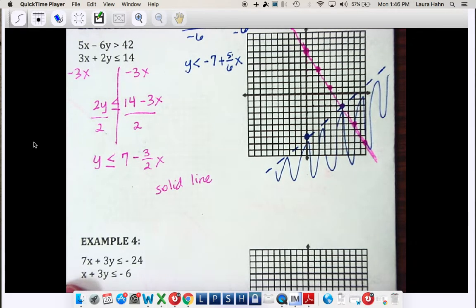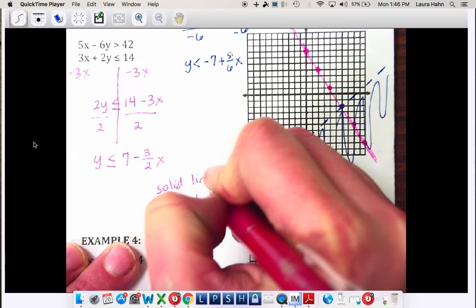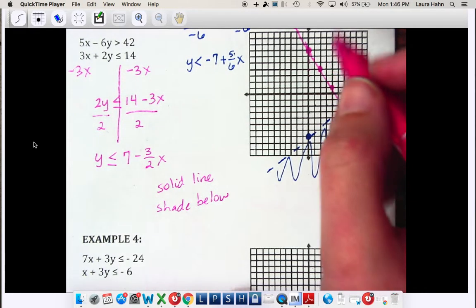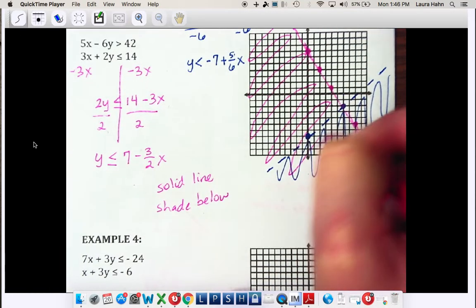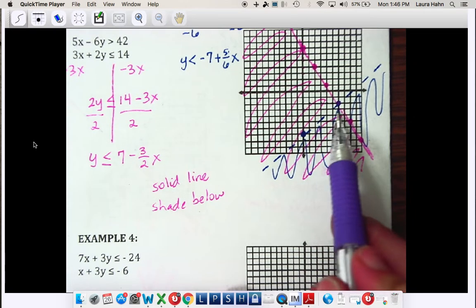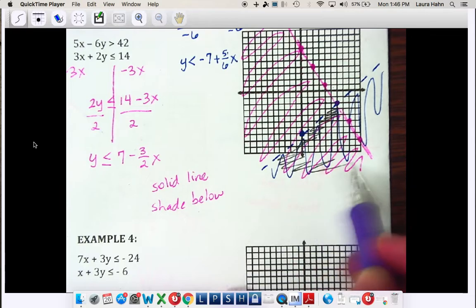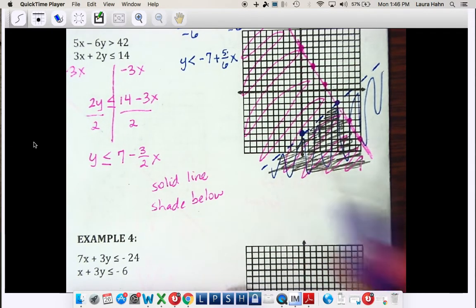That is a less than symbol, so I know I have to shade below. So I'm going to shade lightly below my pink line. Okay, so I know the solution is where the blue and the pink overlap, so I'm going to go ahead and take my pencil and darken it. Well, I know they overlap right here in this little triangle section. So that darkened section represents all of the solutions.